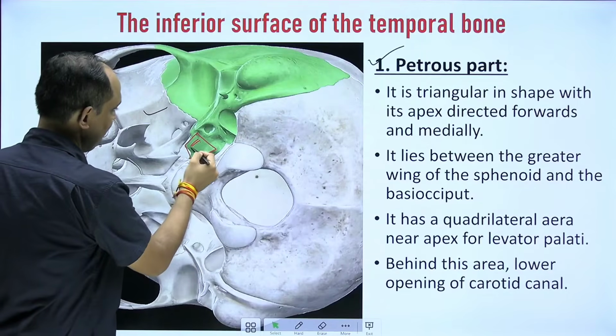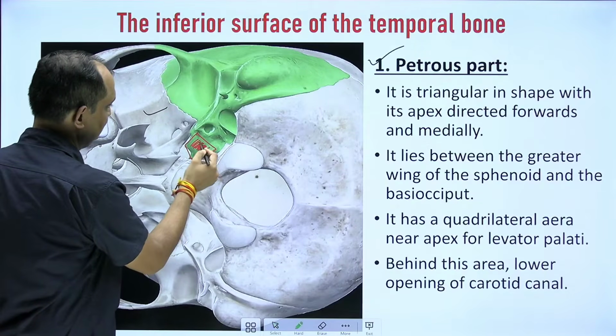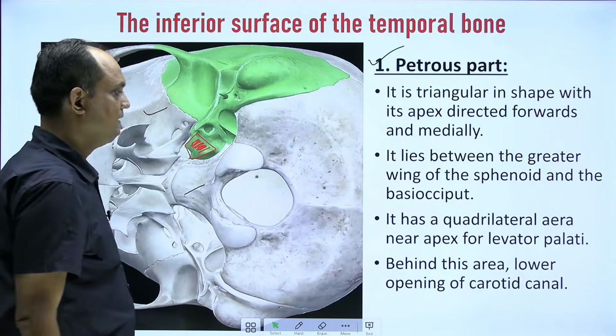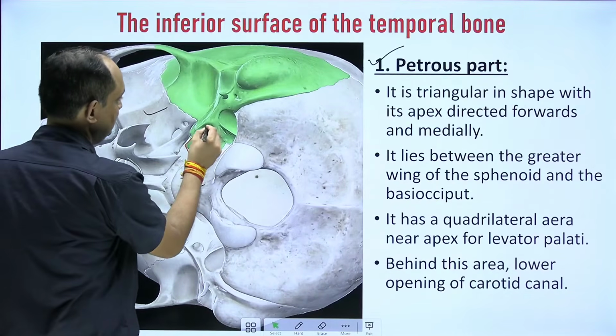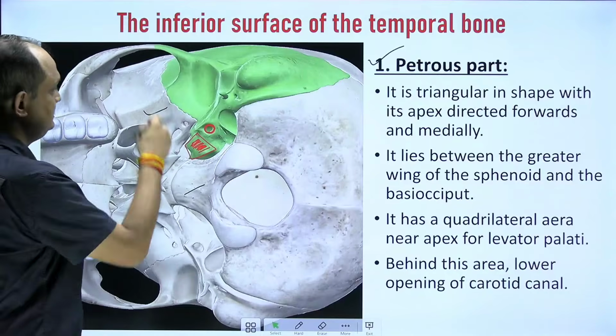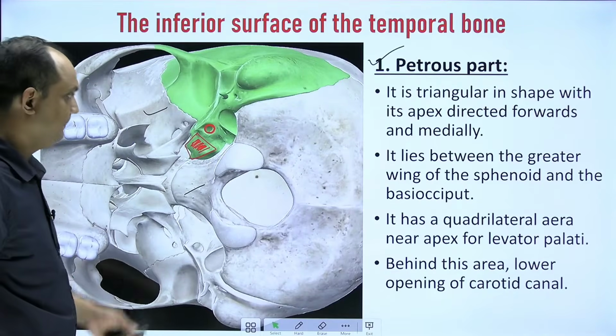From this surface, you will have the origin of a muscle known as levator veli palatini, and behind this area, you have the opening of the carotid canal. So, this is the opening of the carotid canal. Through this carotid canal, the internal carotid artery enters inside the cranial cavity.